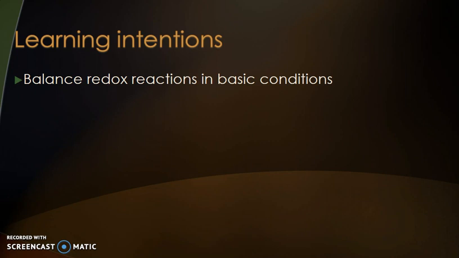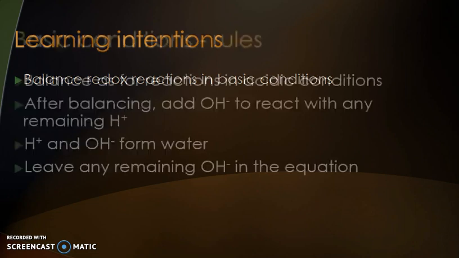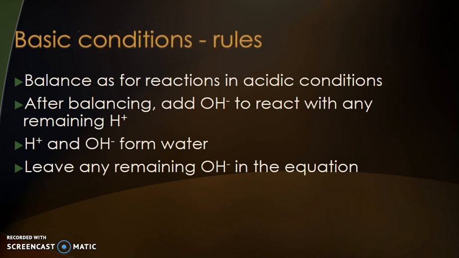So what we're looking at here is balancing reactions in basic conditions. We've done a lot in acidic conditions, but this is the first one we've done in basic conditions. So the general rules are that you balance it exactly the way you would in acidic conditions. But once you've got the reaction balanced and finalized, then you add OH minus ions to both sides of the equation, which cancel out any H plus and leave some OH minus behind.